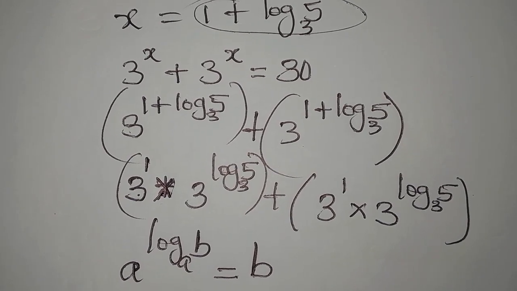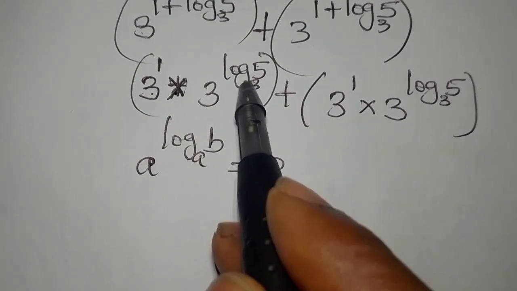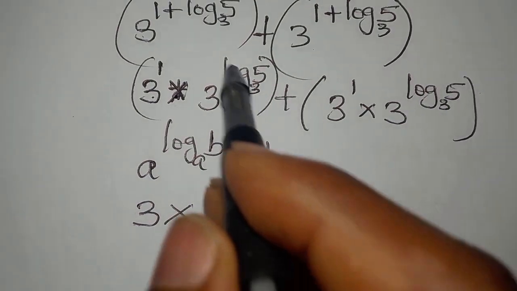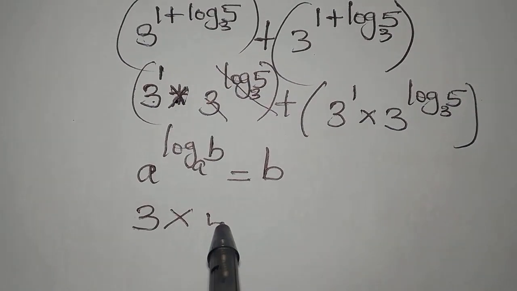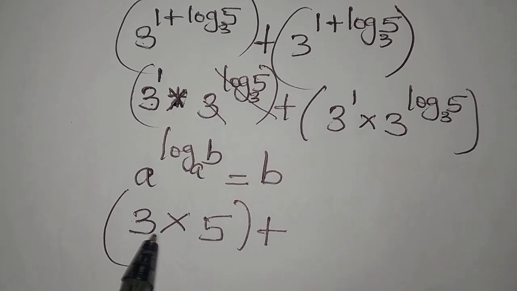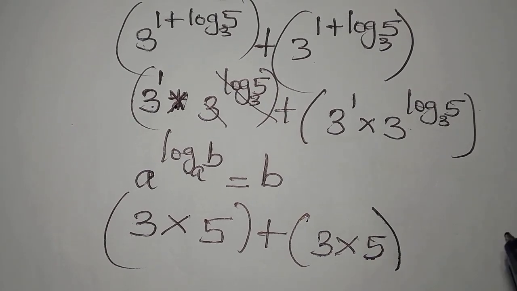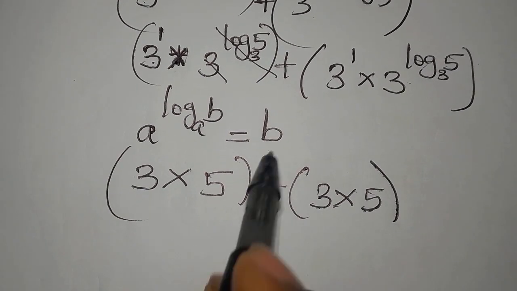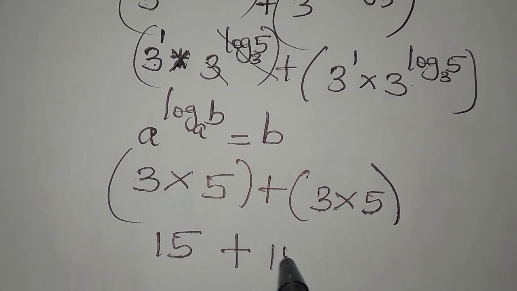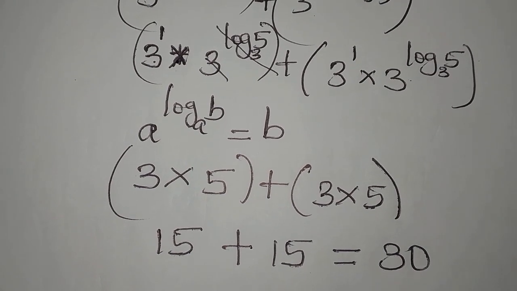So if this is true, then we can work on what we have right here. That 3 to the power of 1 will give 3, then multiply by this, and these are the same, so only 5 remains there. Plus, whatever is here is going to be here, so we have 3 times 5 again. 3 times 5 will give us 15. Plus, here we have 3 times 5 again, another 15. 15 plus 15 is 30. I hope you know that.